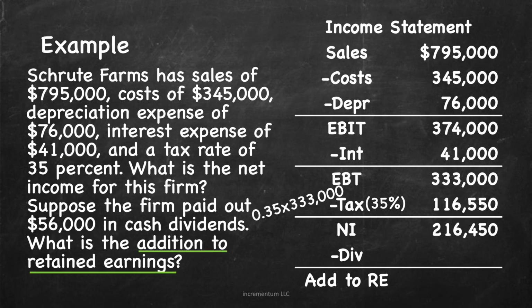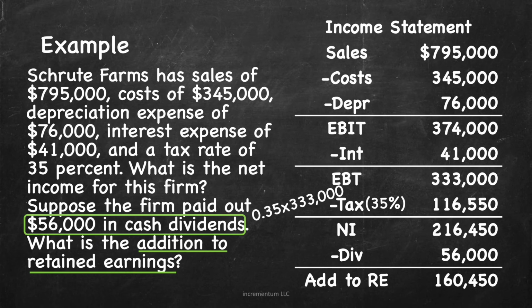So to calculate that, we need to subtract a dividend, and the problem tells us that we paid $56,000 in cash dividends, so we'll put that on our income statement template, and we'll subtract the $56,000 dividend from our net income of $216,450, and that means our addition to retained earnings is $160,450. So the $216,450 of net income all belongs to the shareholders, and as the board of directors, we chose to pay $56,000 of it to them in cash, and the remaining $160,450 goes into the balance sheet under accumulated retained earnings, which is part of equity. So all of the $216,450 belongs to the shareholders.